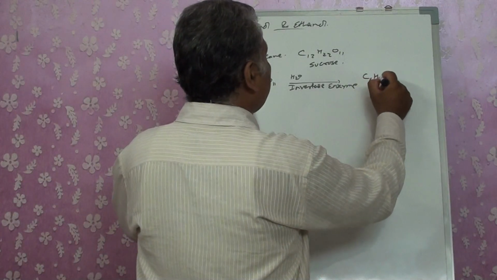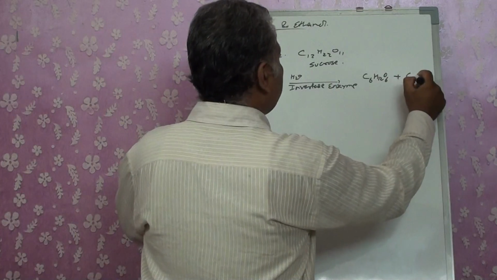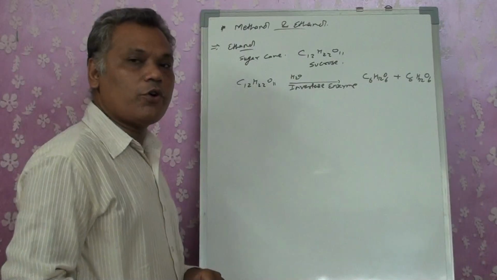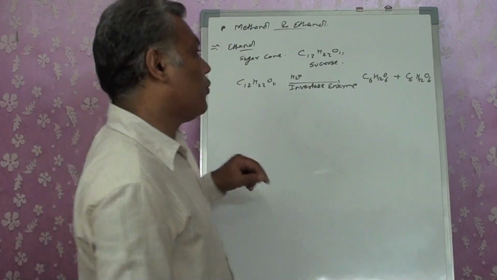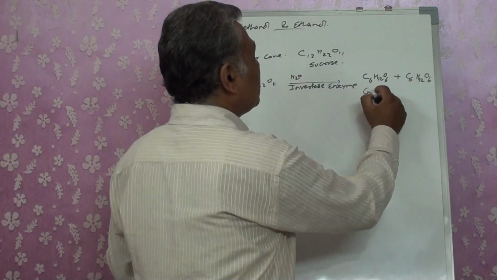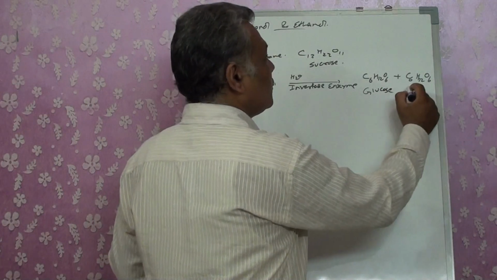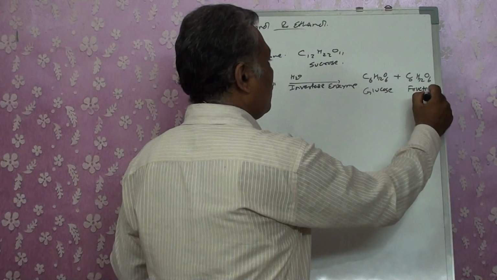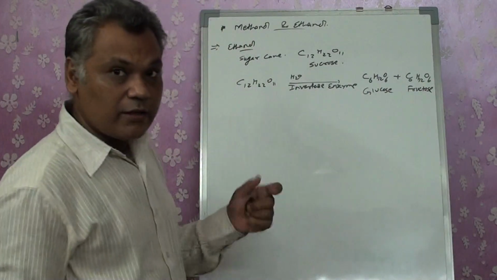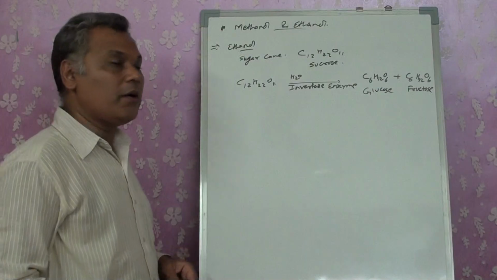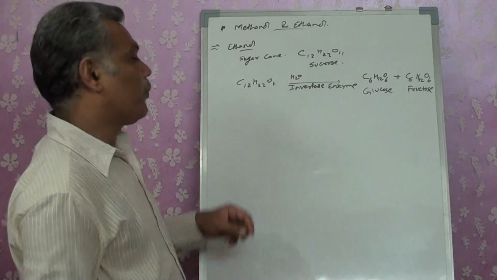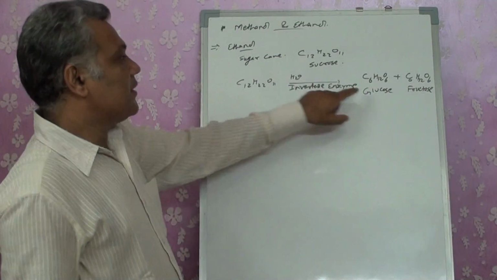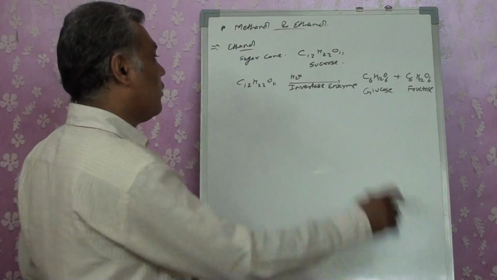It produces C6H12O6, C6H12O6. I wrote both of them as the same molecular formula, but these two compounds are different. One is glucose, one is fructose. One contains an aldehyde group, one contains a ketone. So both of them are different. They are isomers of each other, right? We will study it later in some other chapter. So this converts into glucose plus fructose.